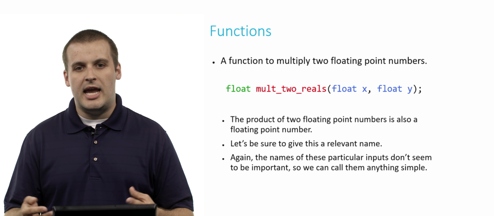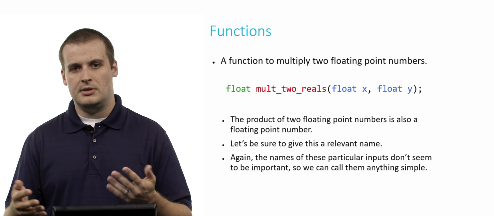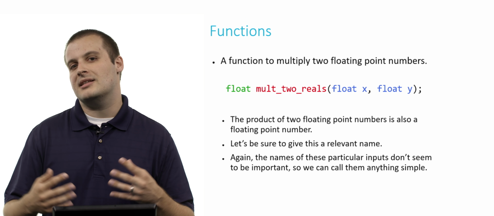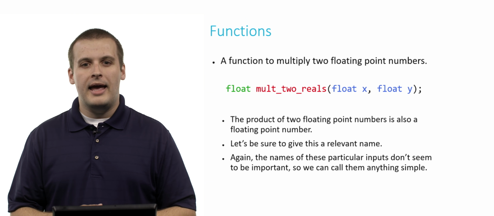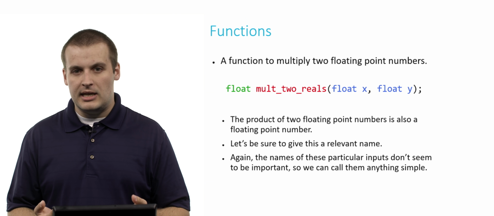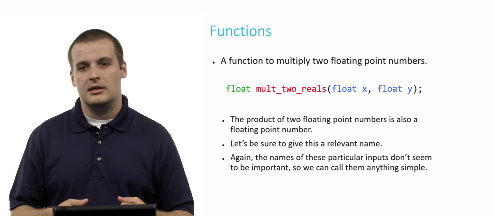We want to give it a relevant name. Multiply 2 reals seems fine, but you could really call it mult2floats or multfloats, anything like that, as long as it gave some actual meaning to what this black box was going to do. And again, in this case, we don't seem to have any meaning attached to the names of the variables we're passing in, so we can just call them x and y.